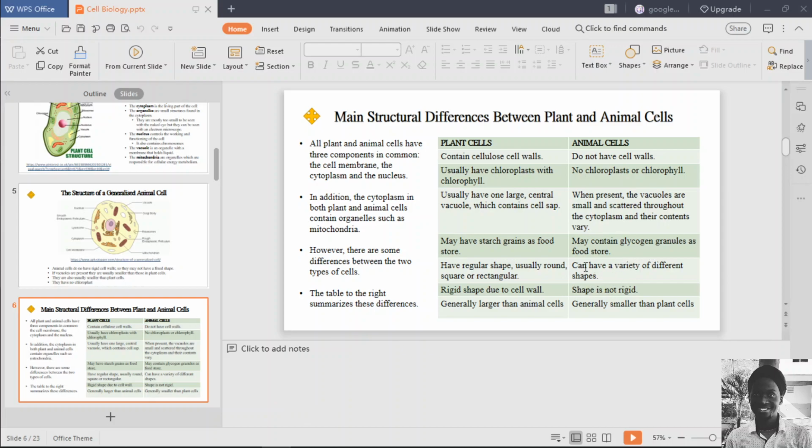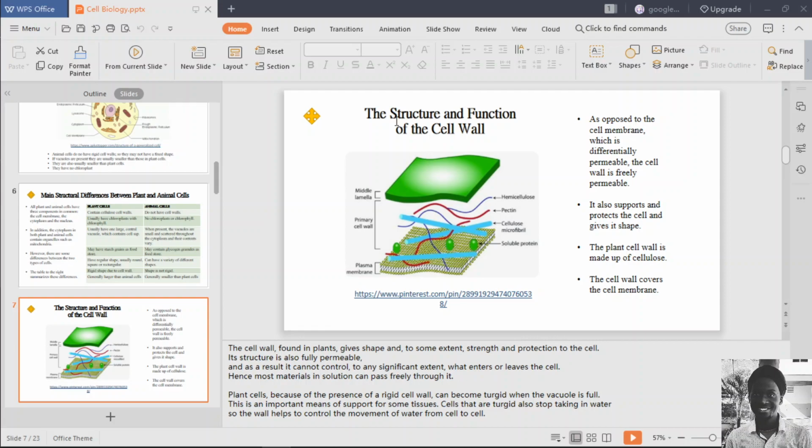As a result, they can assume a wide variety of shapes. Generally, plant cells are larger than animal cells, and animal cells are smaller than plant cells. So these are the main structural differences between plant and animal cells. Then we have the famous cell wall. Let's look at the structure and function of the cell wall.